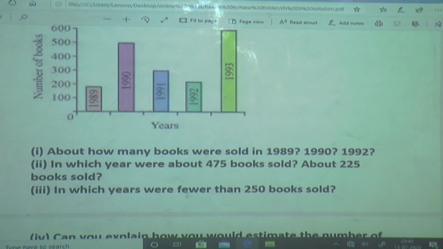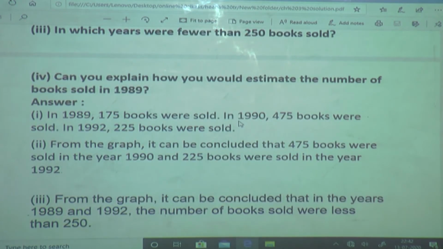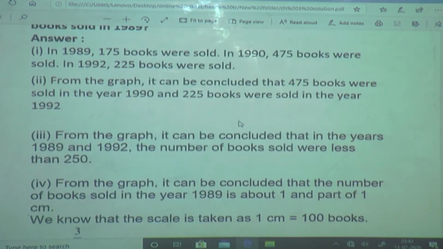In which years were fewer than 250 books sold? So more than 250 books means you have to write the years where we got 250 books sold or more. So we can say it is 1990, 1991 and 1993. One by one, I have already explained the answers, so we will see that in detail.